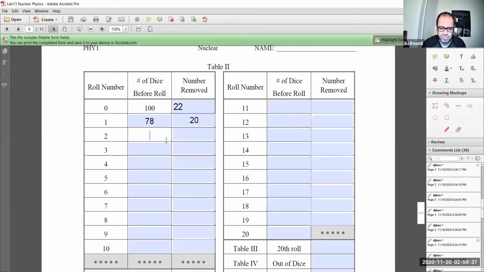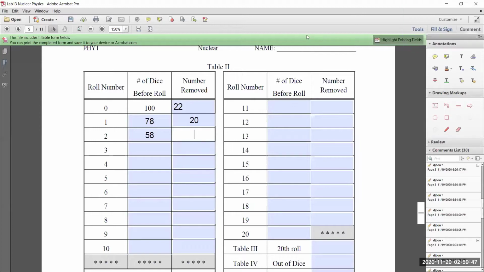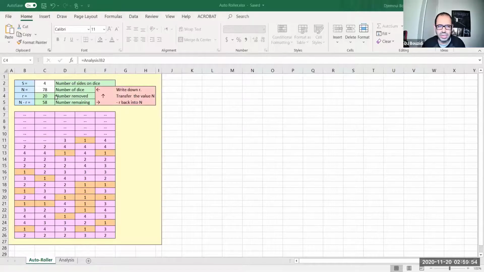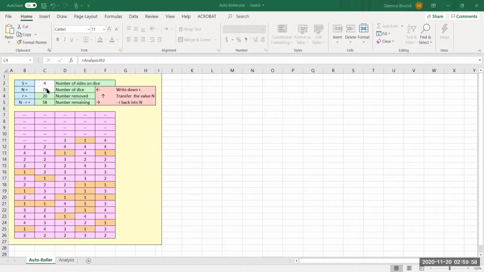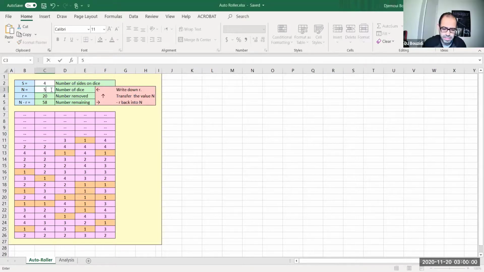And I'm left with 58 now. At any given point, the sum of these two numbers must be this one. You guys see that? Yep. Can anybody tell me what the next step is in terms of this Excel file? What should I write in here? So the 4 should not change at all from now on. N should equal 58. And 58. It gave me 13 need to be removed, and 45 are still in play.